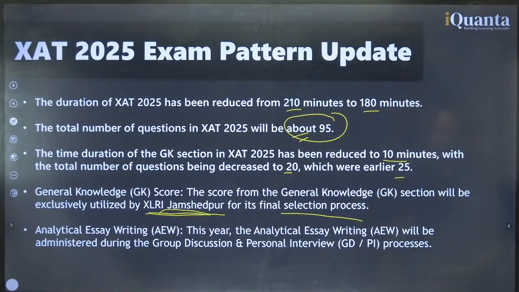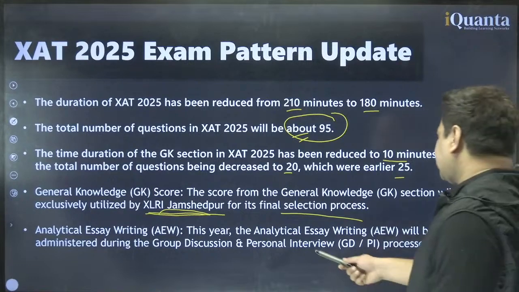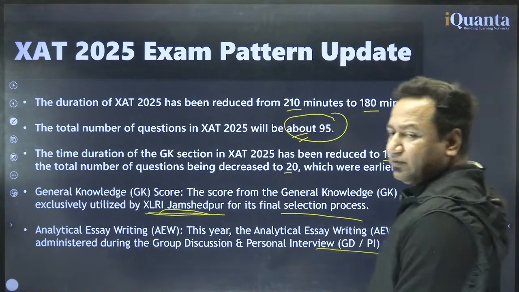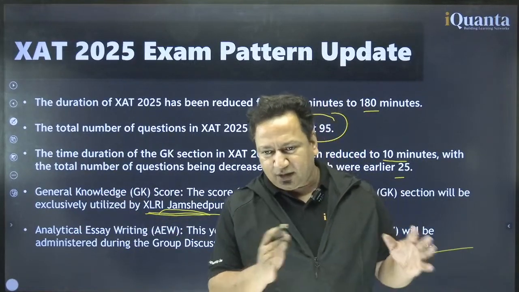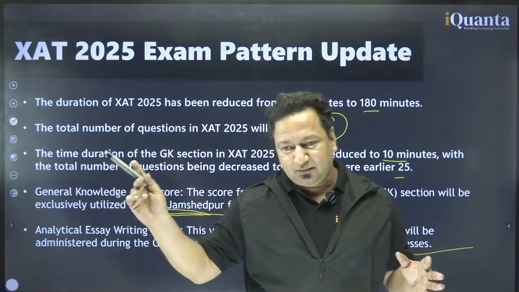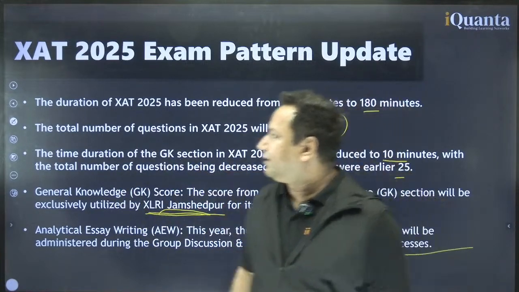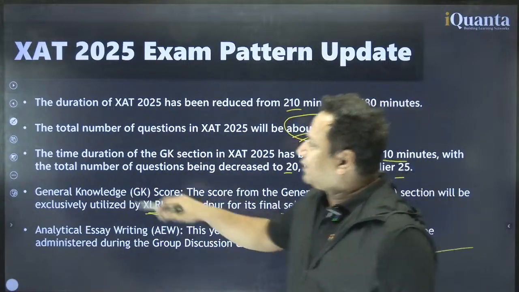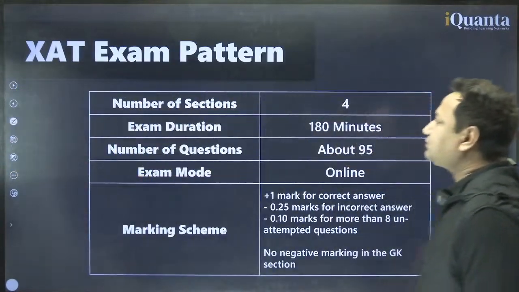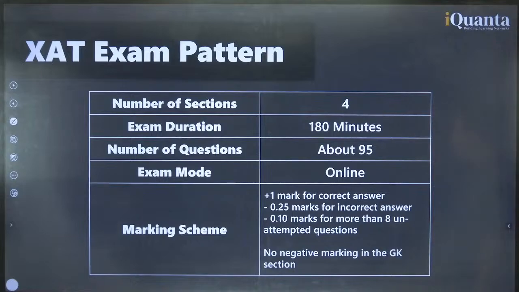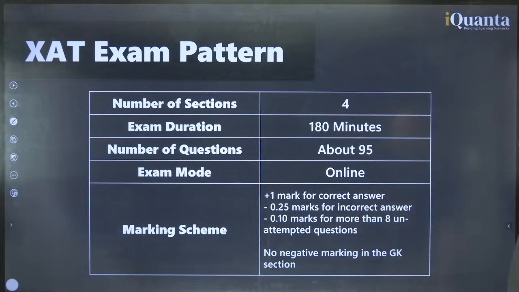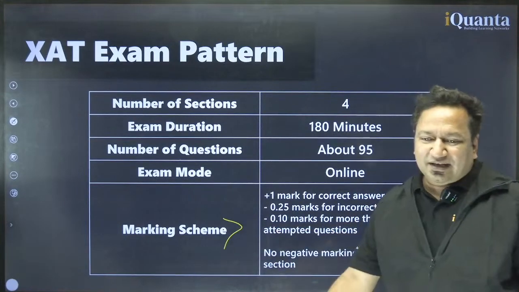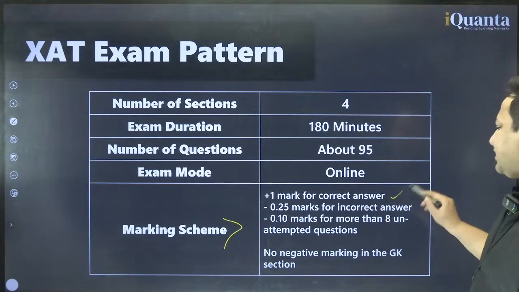Then comes analytical essay writing, AEW. This year, AEW will be administered during the group discussion and personal interview, GDPI, process. Earlier it was a complete section, but now it is not. It will be a part of the selection process during the GDPI. Is that clear, everyone? These are basic details; I'll deep dive into them. We have 4 sections. Exam duration 180 minutes, that is 3 hours. Number of questions about 95. Exam mode is online. Of course, you know that the marking scheme is something which can confuse a lot of people. +1 for correct.